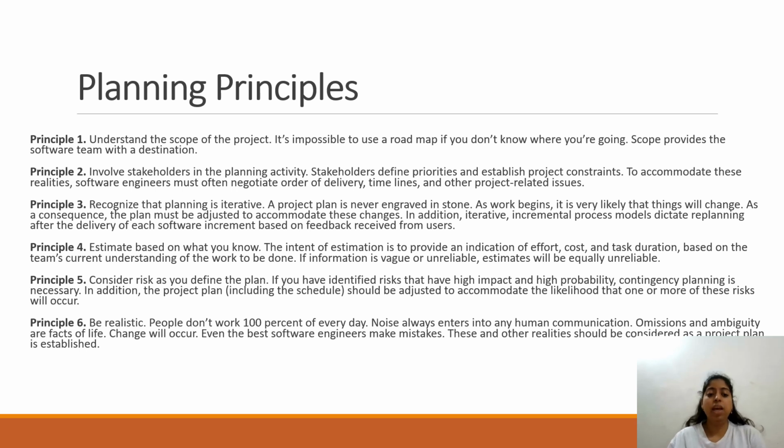Principle number 5, consider risk as you define the plan. If you have identified risks that have higher impacts and higher probabilities, contingency planning is necessary. Principle number 6, be realistic. People don't work 100% of every day. Noise always enters into human communication. Omissions and ambiguity are facts of life. Change will occur. Even the best software engineers make mistakes. These and other realities should be considered as a project plan is established.